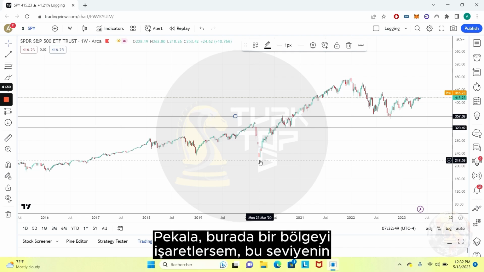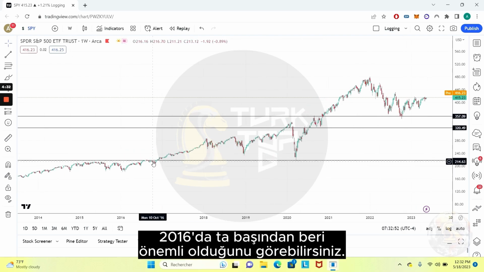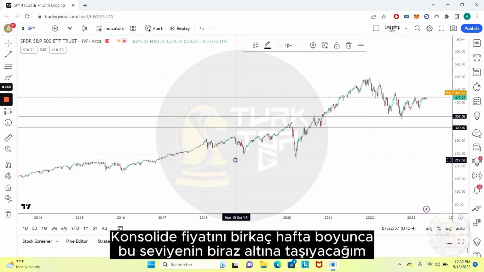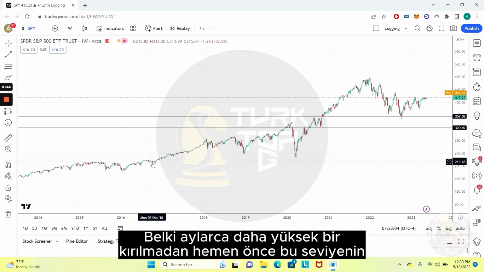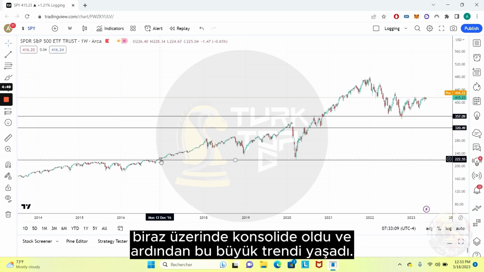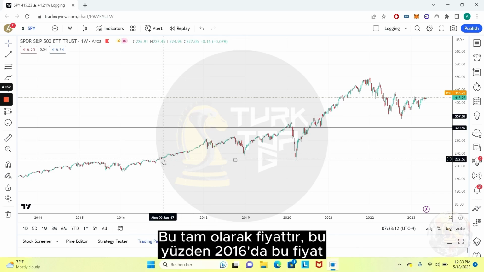So if I mark a zone here, you can see this level was of importance all the way back in 2016. I'll move it slightly. Price consolidated below this level for multiple weeks, maybe even months, right? Before it broke higher, came back, consolidated above this level for a bit, and then had this major trend. This is exactly the price. So we would have drawn this price level in 2016.